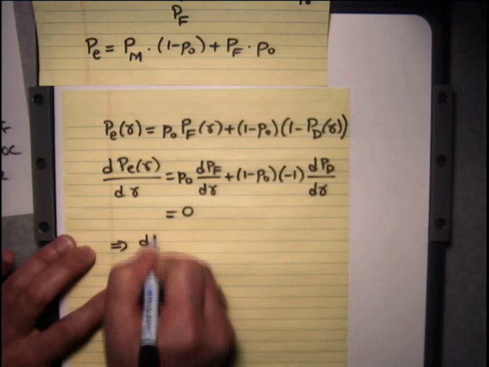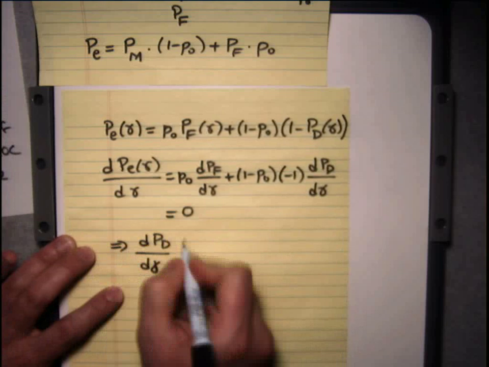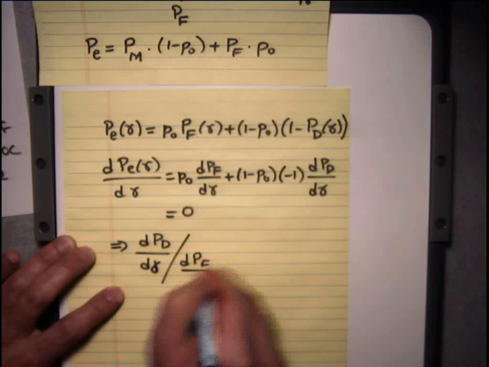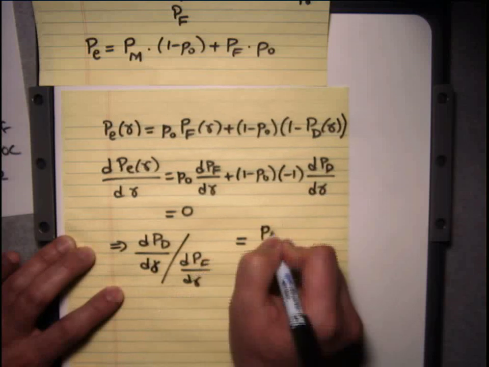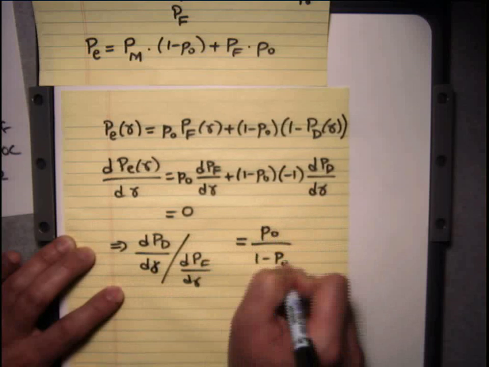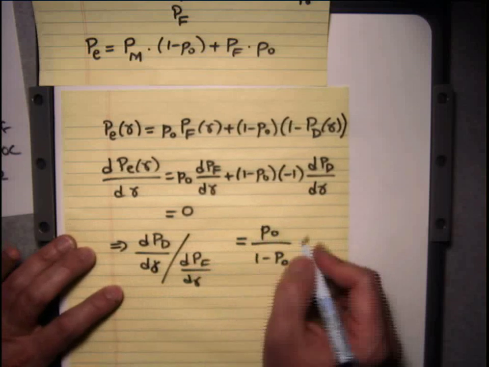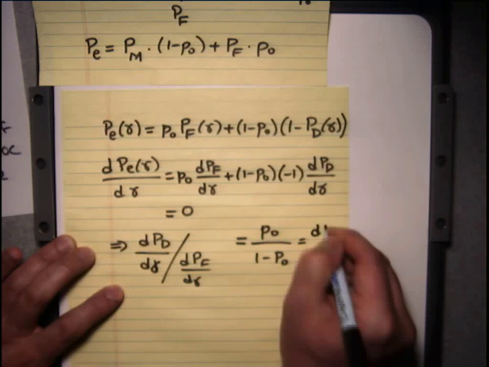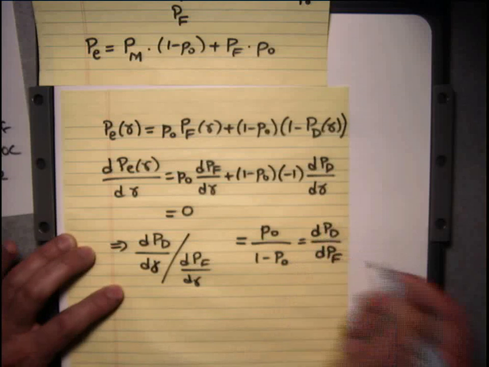The dPd d gamma divided by dPf d gamma is equal to P0 over 1 minus P0. Okay? And remember, this I can also write as dPd dPf. Right?